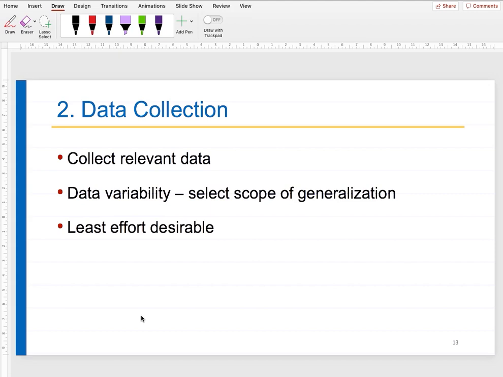But so I have limited my scope of generalization, and now I need data which covers all these areas, right? It should cover all this. The data should be sufficiently variable. And an important point to note here is I want to expend minimum effort. I don't want to take a very difficult task and spend all my years collecting data. It can happen, so do not do that. Can I find some smart way to collect data which will minimize my efforts considerably?